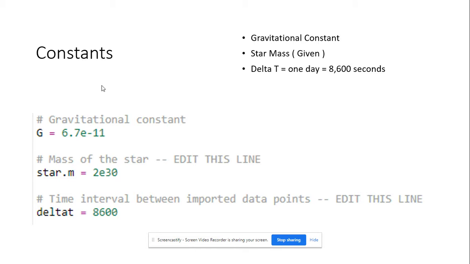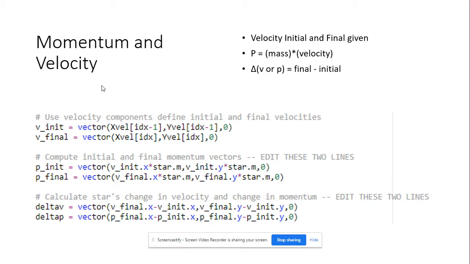The constants we are given in our code are the gravitational constant, the mass of our star, and then delta t, which is 1 day, 8,600 seconds. We are given the initial and final velocity using our starting information. And then from there, we can calculate the initial and final momentum. And momentum is simply the mass of the star multiplied by the velocity in vector form. Then using this, we can calculate both the delta V and delta P, in which you do final minus initial in the X, Y, and Z quadrants.